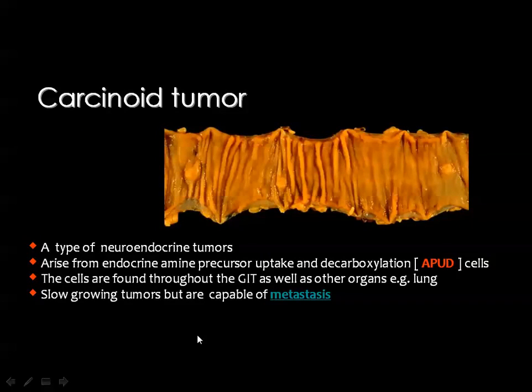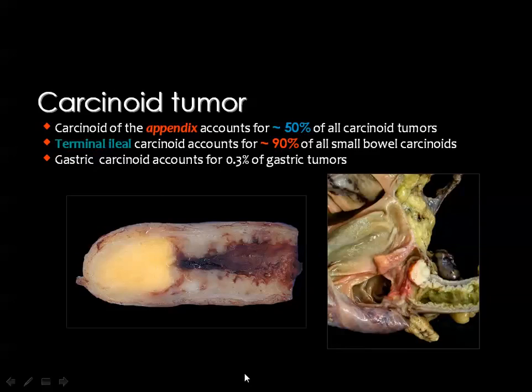And carcinoid tumor is a neuroendocrine tumor which is seen in the small bowel and also in the appendix. This tumor is slowly growing, but sometimes it can give metastasis. It can occur in the gastrointestinal tract, and also it can occur outside the gastrointestinal tract.